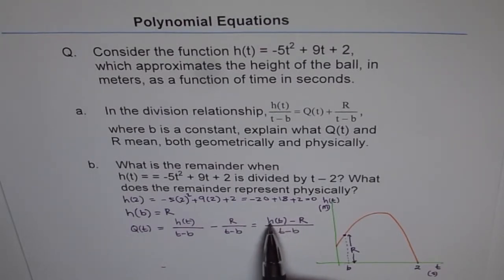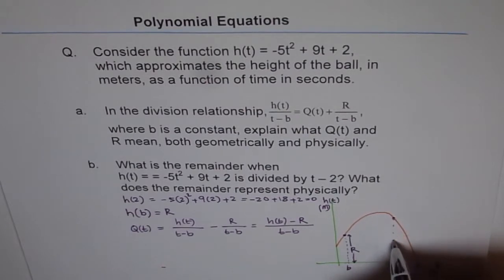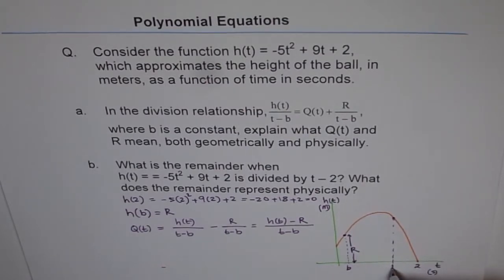H of t is the height of the ball at any instance of time t. So in general, let's say this is my time t, any time t. It could be b, it could be 0, it could be 2, it could be anything, right? So that is my h of t. So what is the meaning of h of t minus r? Let's see, what is the meaning of h of t minus r?